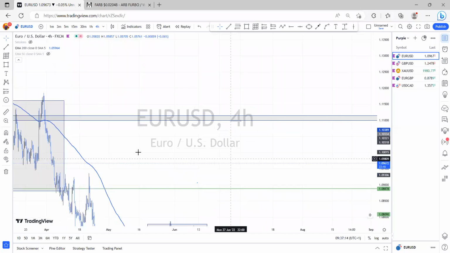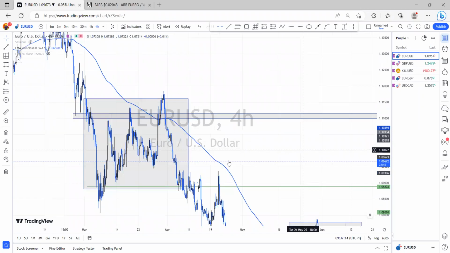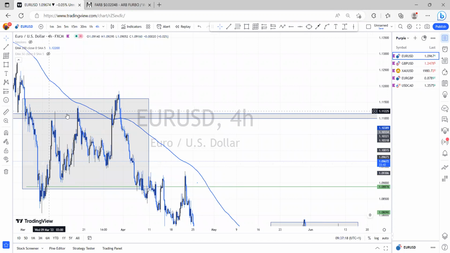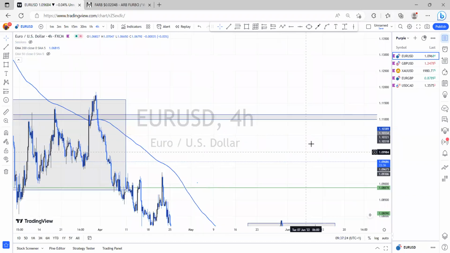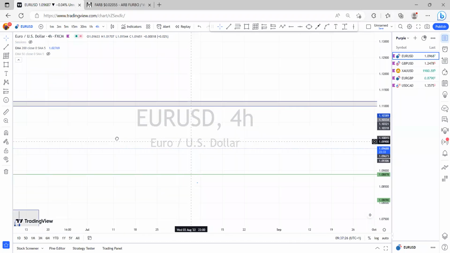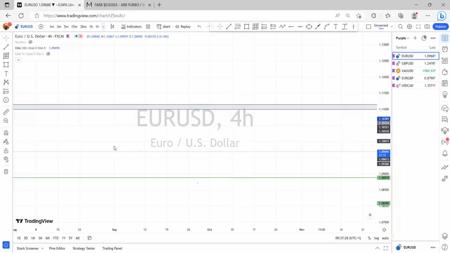Learn a lesson. See it? This area here, I can't remember why I marked this area. Oh Lord, help me. That area was pretty important for me to have marked it. Let me check the daily time frame.